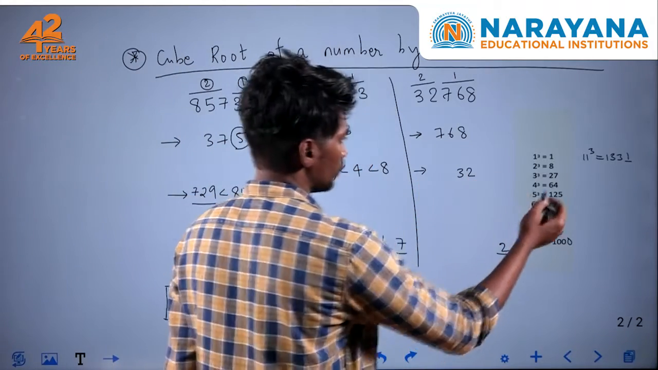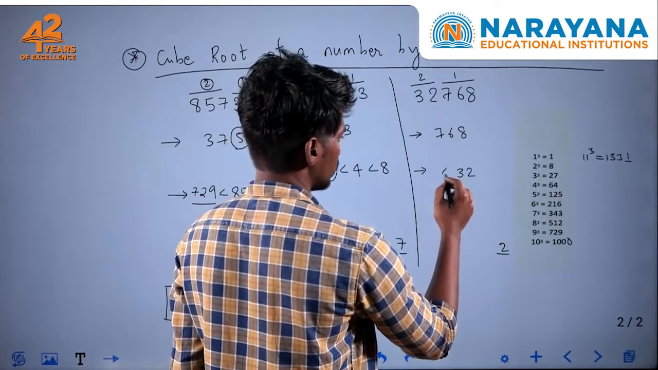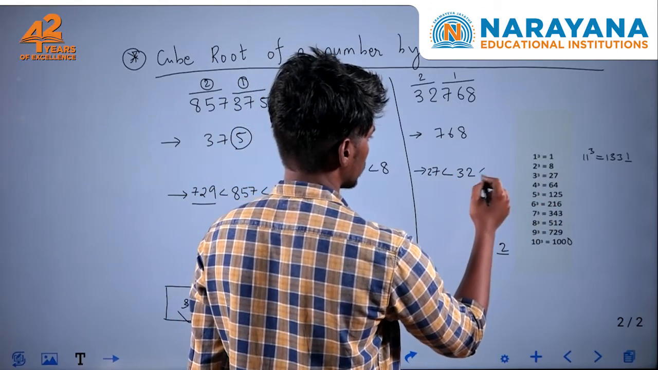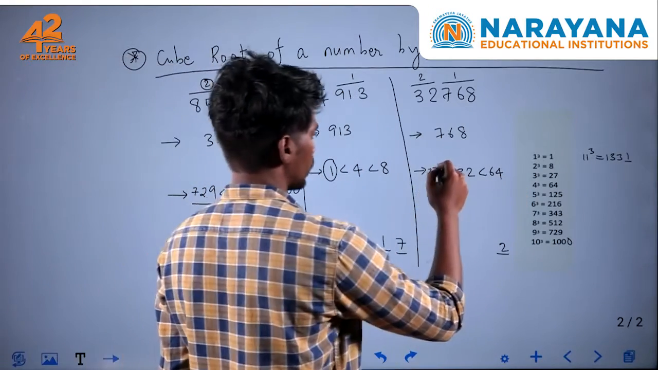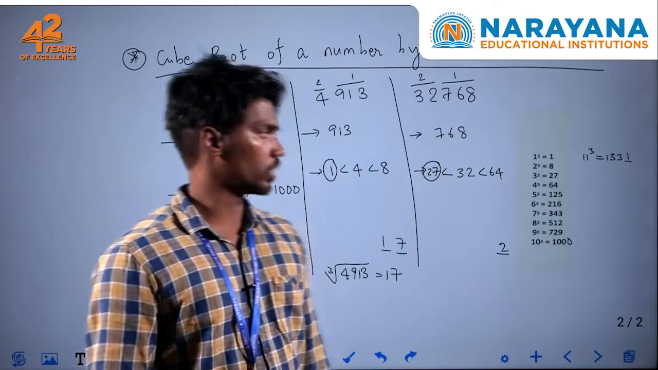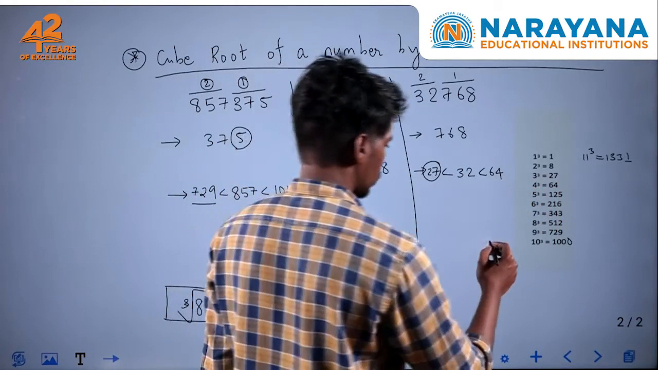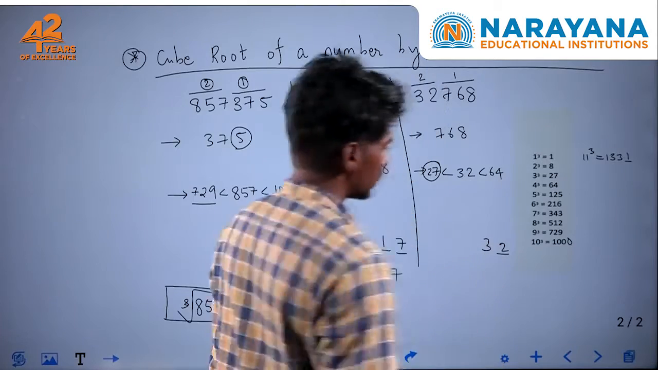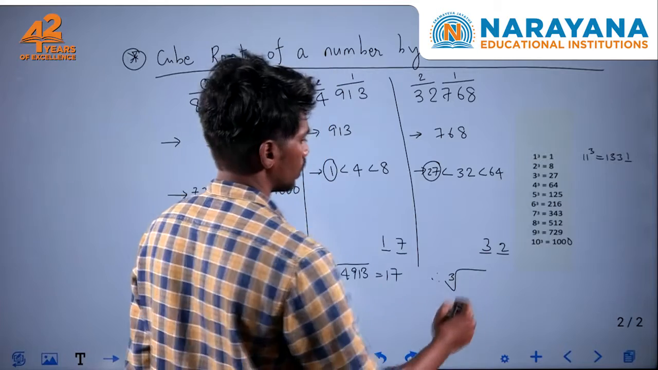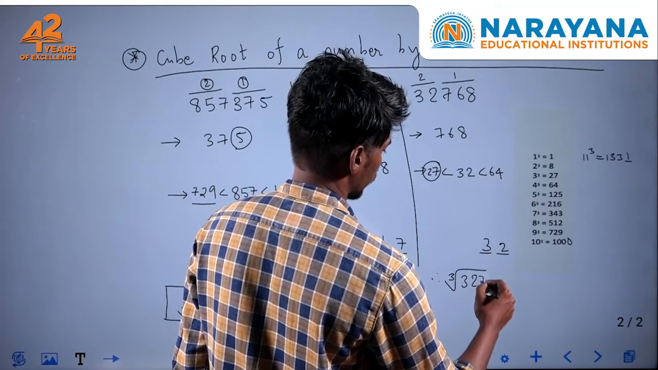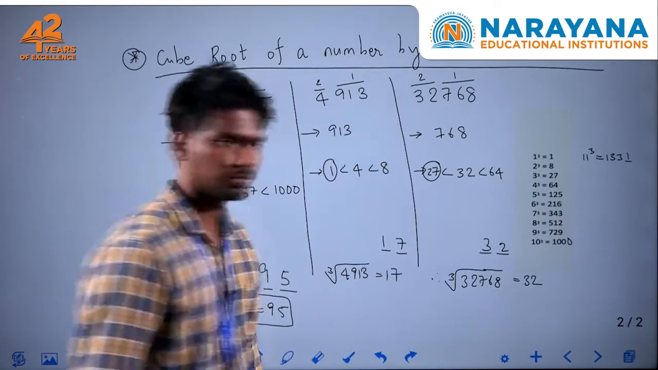Take the next group. This is 32. Now 32 lies between which two cubes? It lies between 27 and 64. So of this, what you will select? You will select the smaller one, which is 27. Now 27 is the cube of which number? It's the cube of 3. So your tens place would be 3. Therefore cube root of 32,768 is 32.